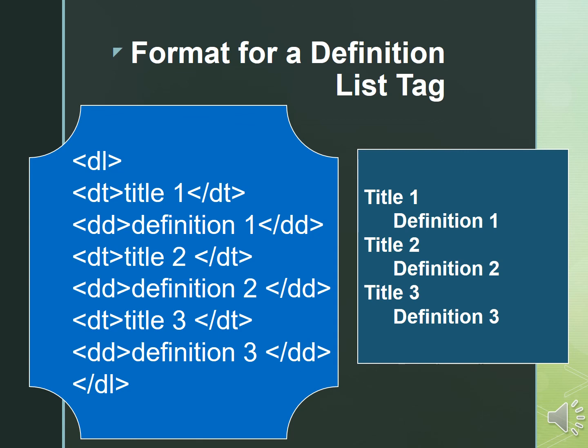The number of terms which are there will go into DT. So title 1, title 2, title 3 are mentioned in the DT tag. Then it will be followed by DD, which is the definition of those particular titles. DT and DD tags will close immediately as soon as your term and your definition gets over. Once the entire list is done, you can close the DL tag.